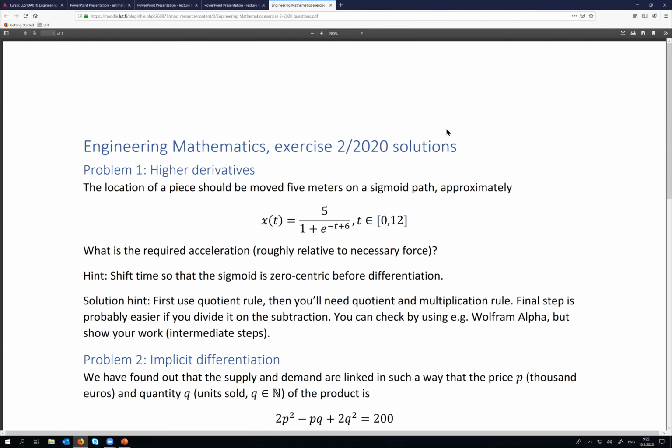So we have that kind of function. Sigmoid looks like a slightly wide S. And here we can see that this C plus 6 suggests that it has been shifted. So my first hint would be to just shift it back, so it is from -6 to +6. Since sigmoid is zero-centric, it gets a lot easier to differentiate.